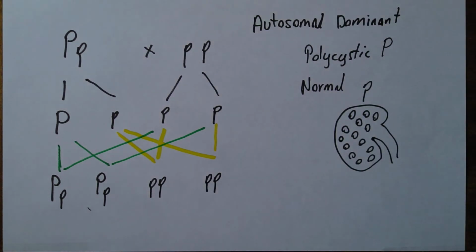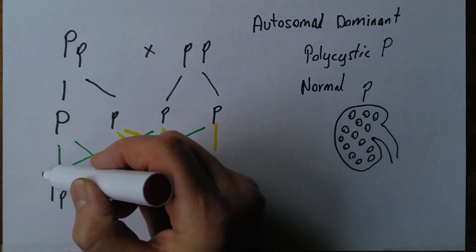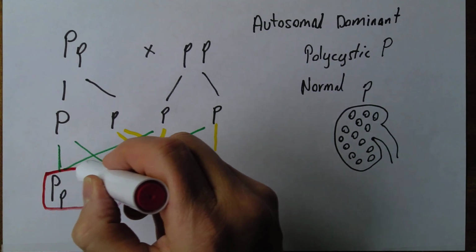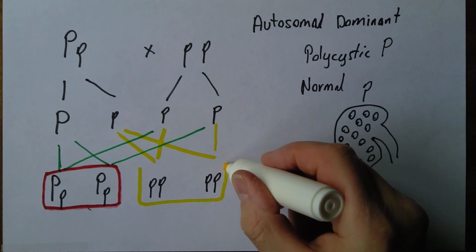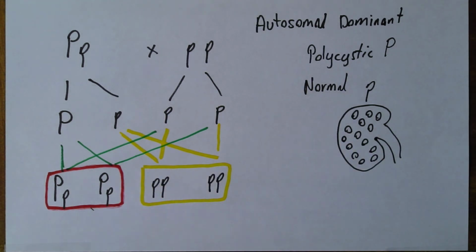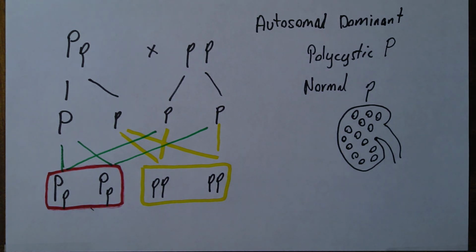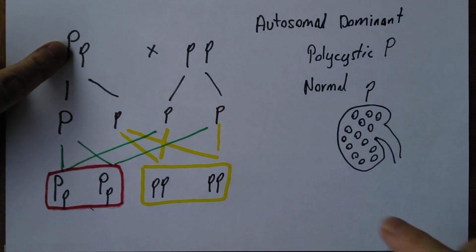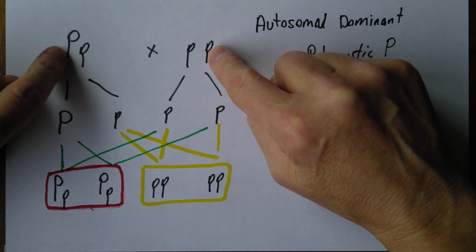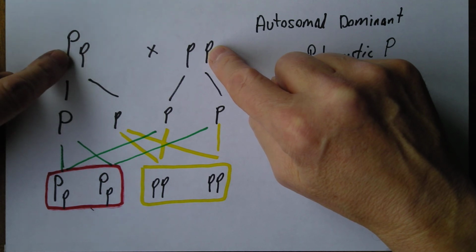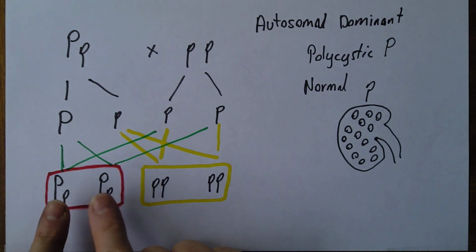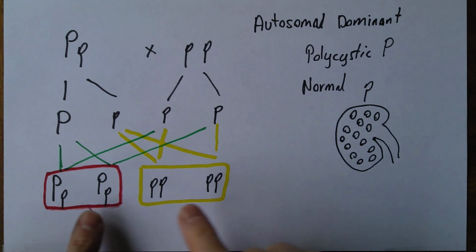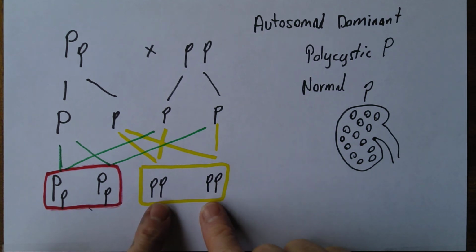So what this means is 50% of the potential children will be sufferers from polycystic kidney disease. 50% will be normal. So if we are advising parents or potential parents with polycystic kidney disease, one partner has polycystic kidney disease, the other partner doesn't. Assuming that the affected partner is genotypically heterozygous, we can advise these people that there's a 50% chance of any child being born to that marriage having polycystic kidney disease. But there is a 50% chance that they will not.